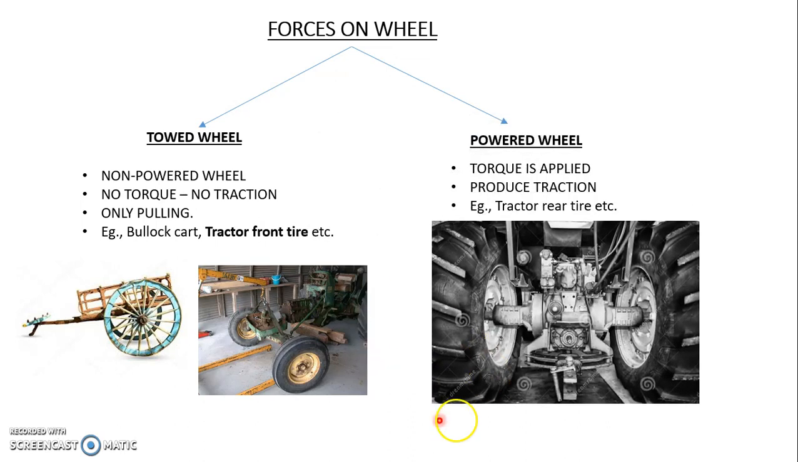You know that engine torque is coming from the engine side, then there will be a differential over here, and the differential will divide the torque into these two tires equally, always equally. So that torque will come on this and this. So this is a powered wheel. The basic principle of the differential is that torque will always be the same on both tires no matter what. I will not explain the differential principle over here. That will be the content of some other video.